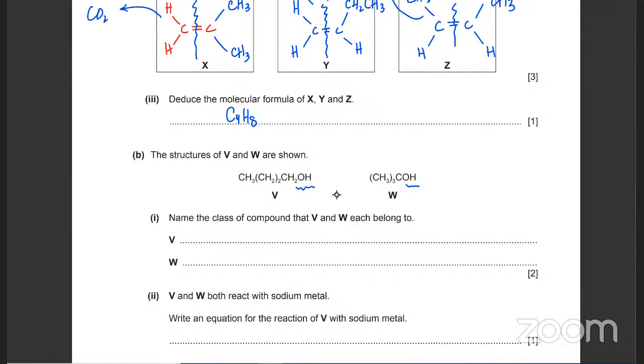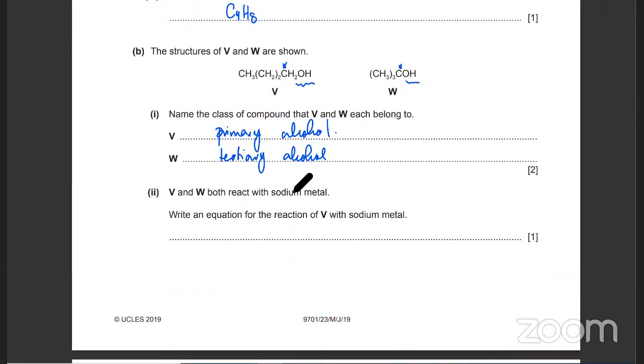V is a primary alcohol. And the other one is your tertiary alcohol. Because this carbon atom, the one with the OH over here, is bonded to 3 carbon chains. The one over here, the carbon with the OH, is bonded to 2 hydrogens and only 1 carbon chain. So that's the primary.